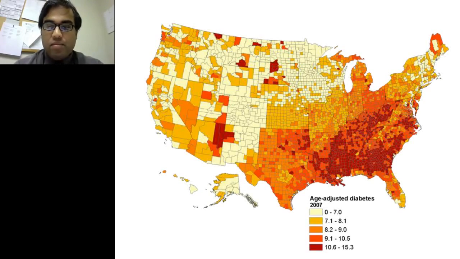Similarly, here's a sort of heat map which looks at age-adjusted diabetes prevalence rates in the United States. And as you can see here, clearly there's potentially a regional variation where in the south of the United States, there is a higher prevalence of age-adjusted diabetes. But as you can see here, we have a problem throughout the country.